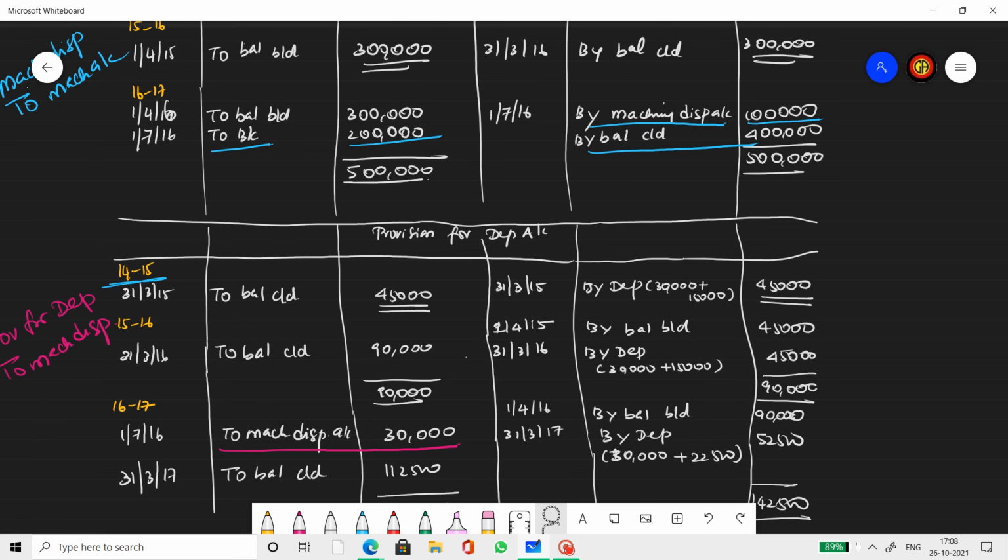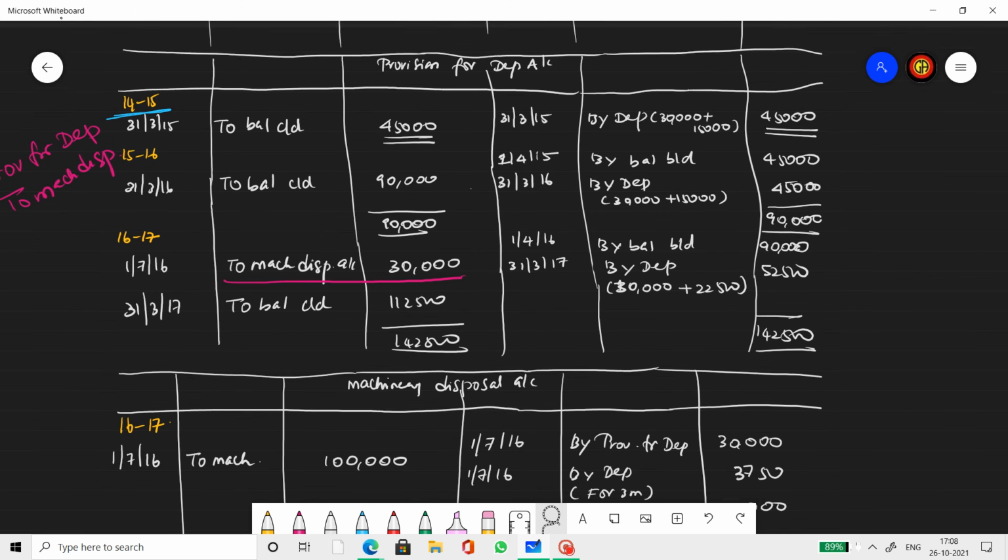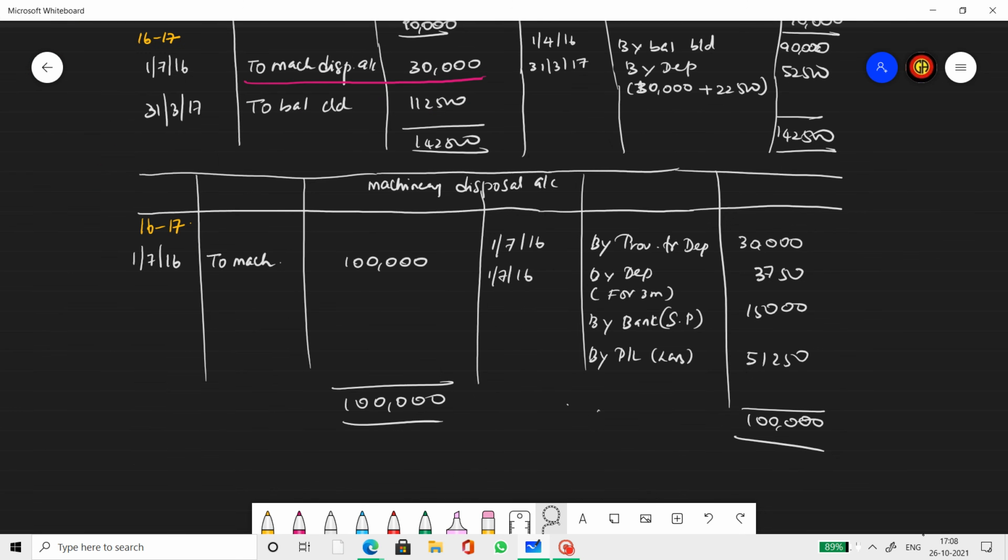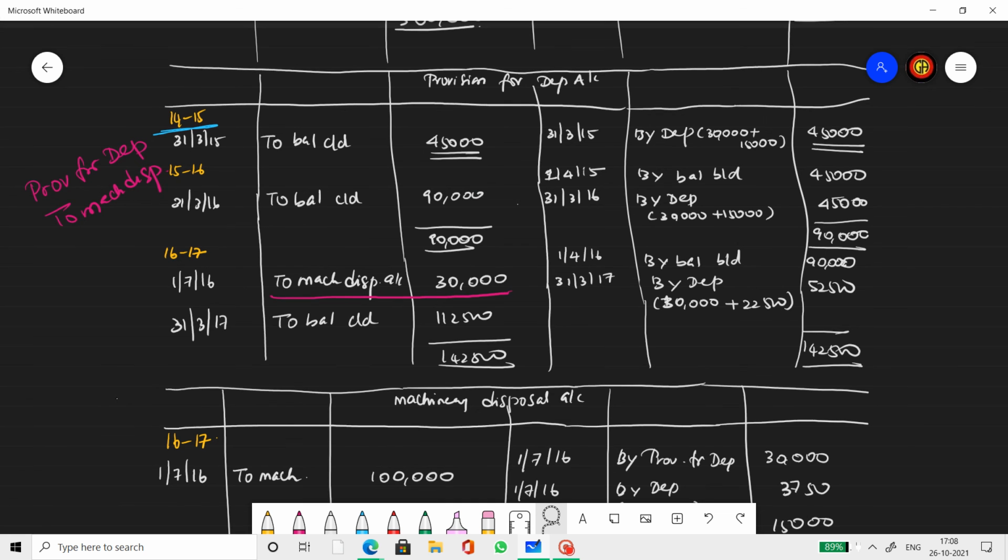In the machinery account, we write by disposal. So in the disposal account, we write to machinery. Then the depreciation transfer. In the provision for depreciation account, we write to machinery disposal. So in the disposal account, we write by provision for depreciation.